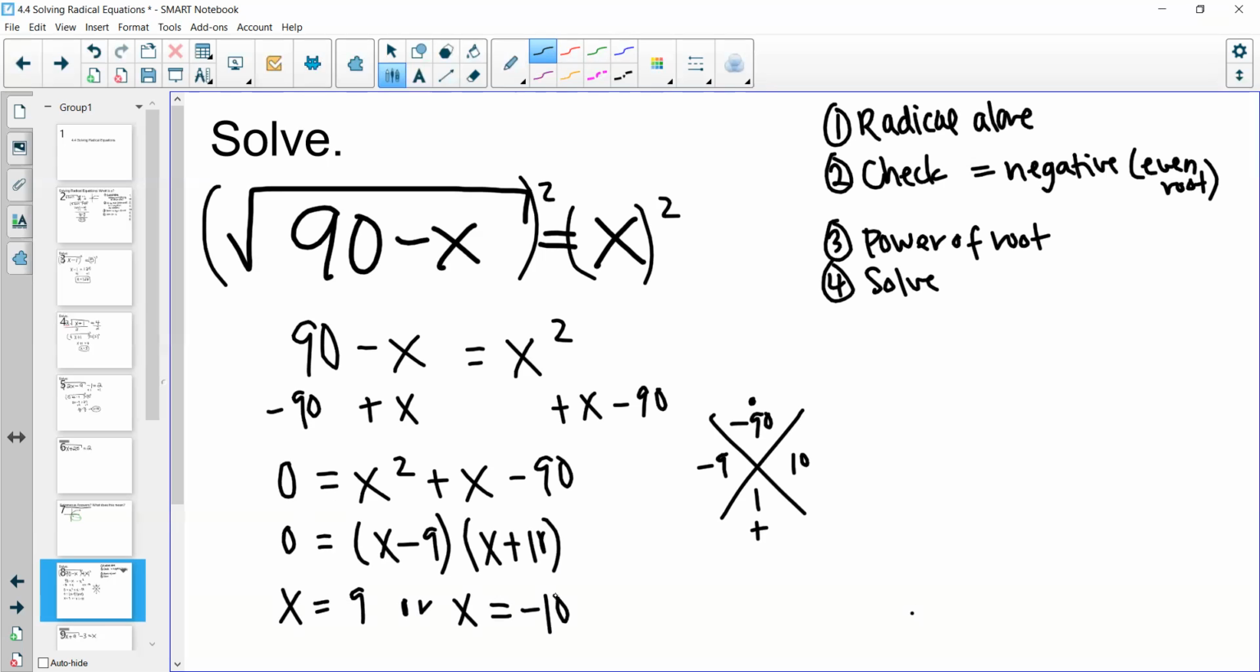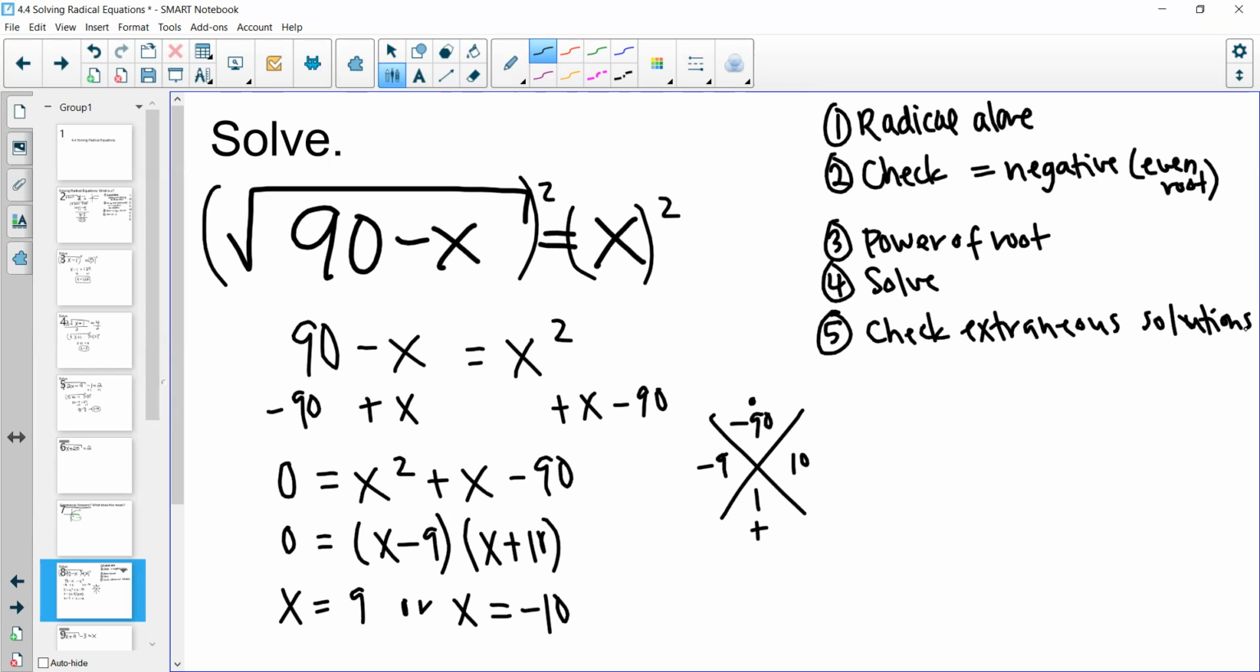Now, fantastic. This is stuff we were doing in chapter 3, this previous unit. But now that we have these, this last step here that we didn't have before, we need to check to make sure that we don't have any extraneous solutions. So check for extraneous solutions. How we do that is we take both of these answers, plug them back into our original equation and see if it works.